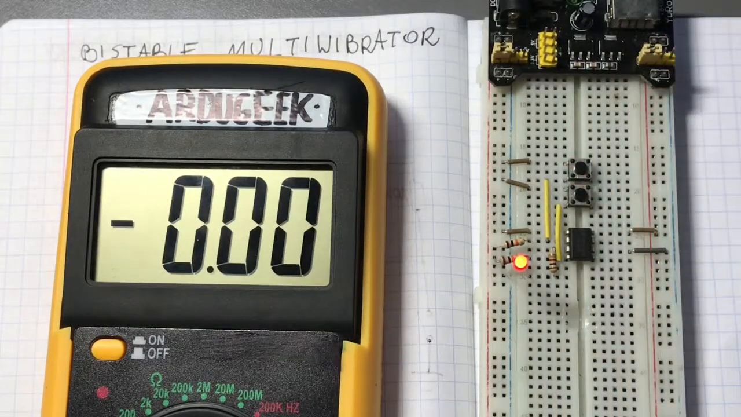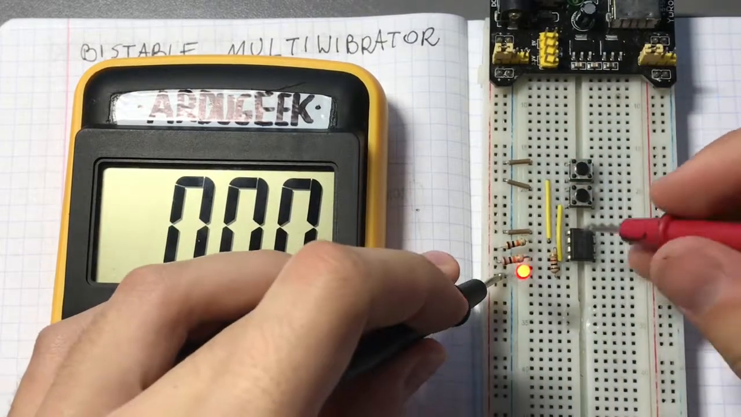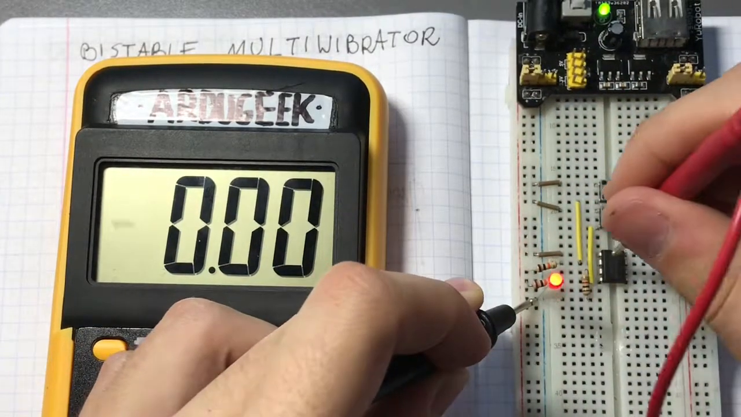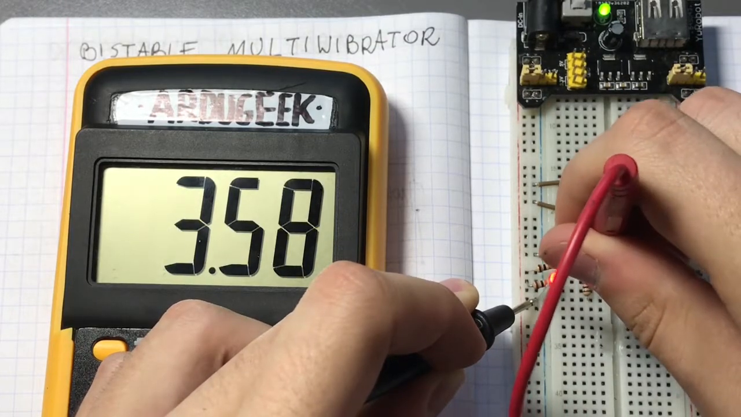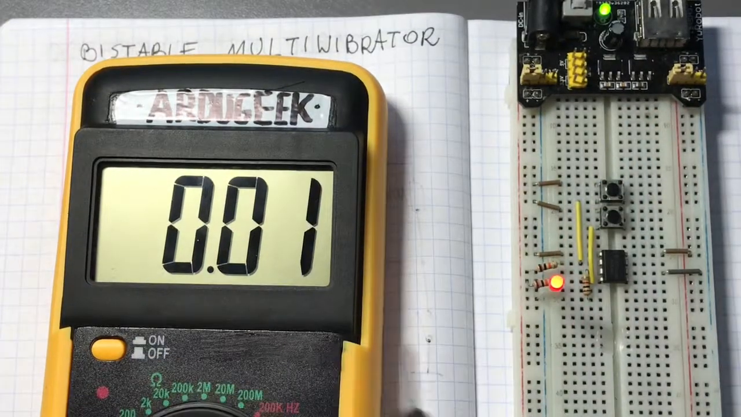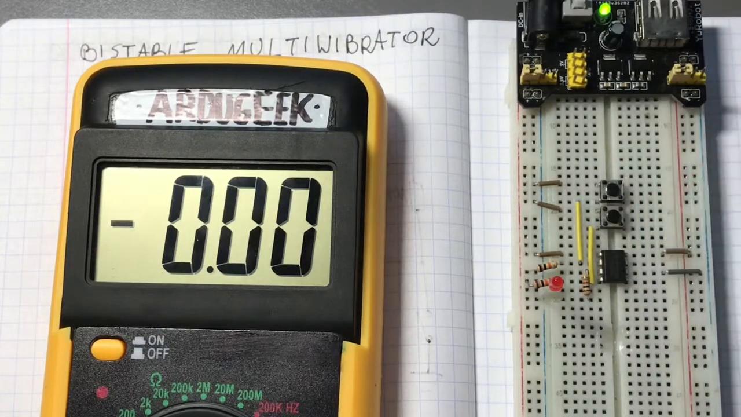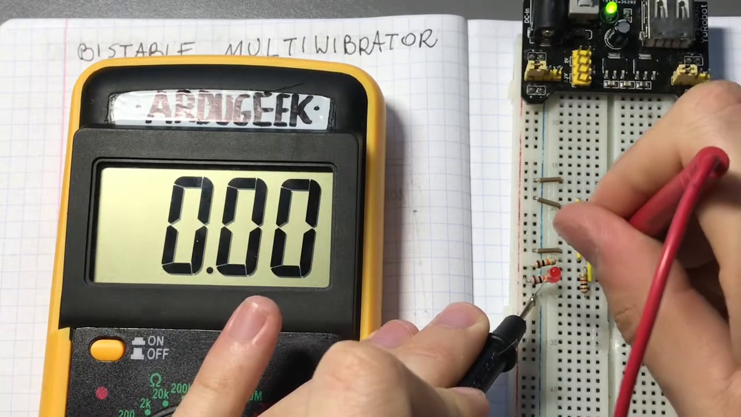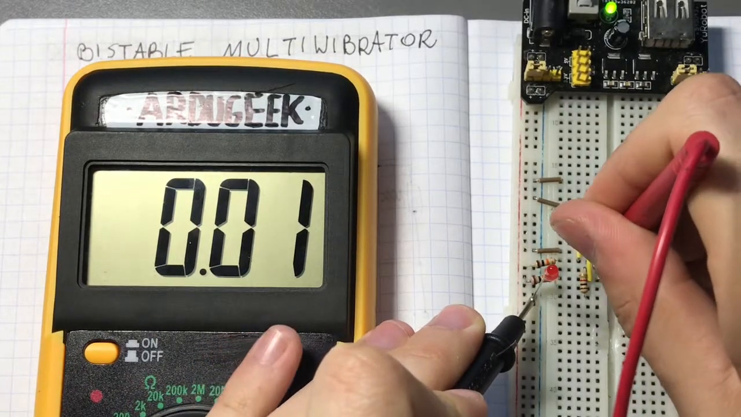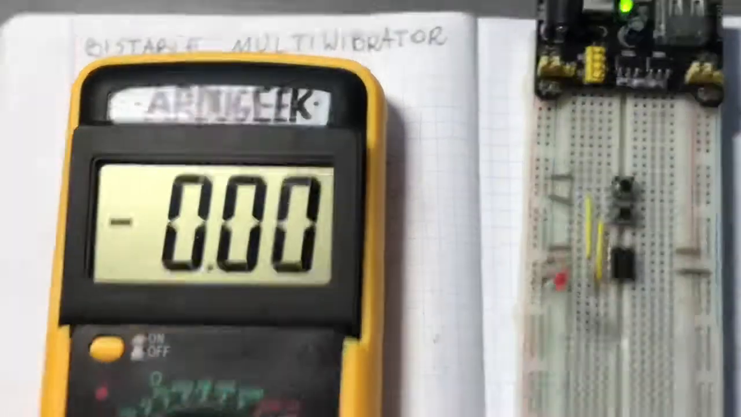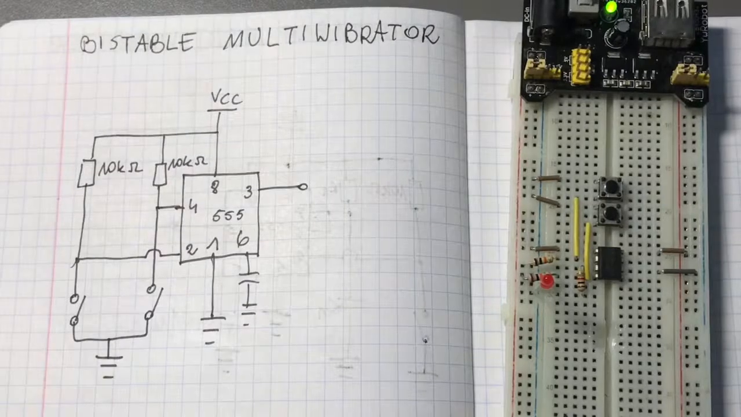4.9 volts. Let's now turn on the flip-flop, and now the voltage that we have on the output is 3.5 volts. So it's pretty okay, I can tell. And in the turned off state, it is nearly completely disconnected from the supply voltage. So mainly this is how this flip-flop is working.